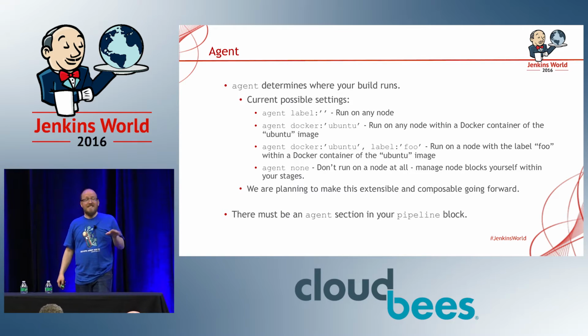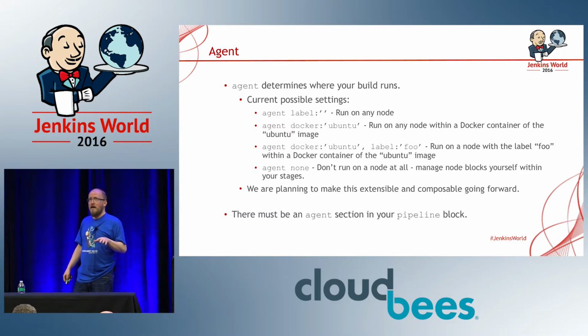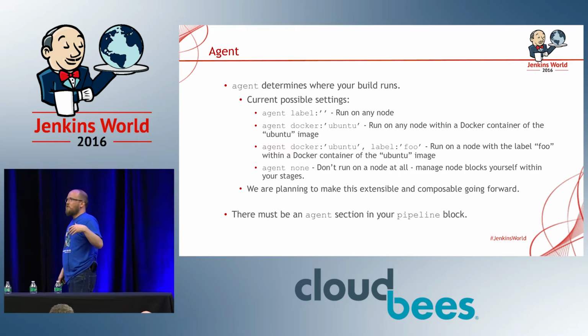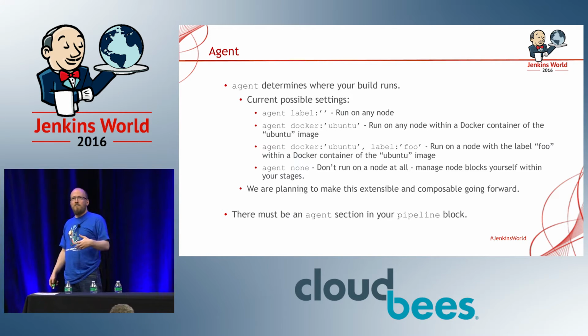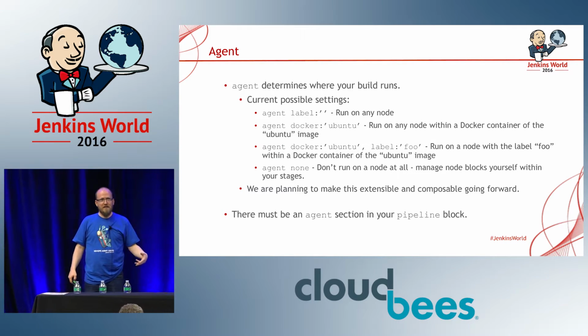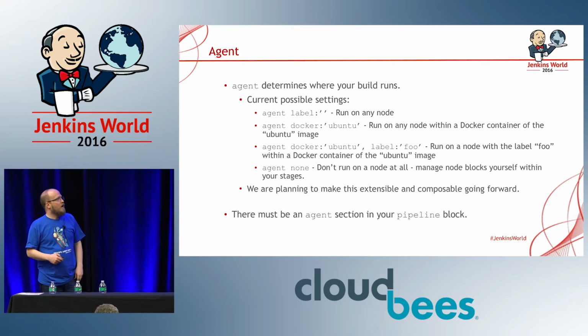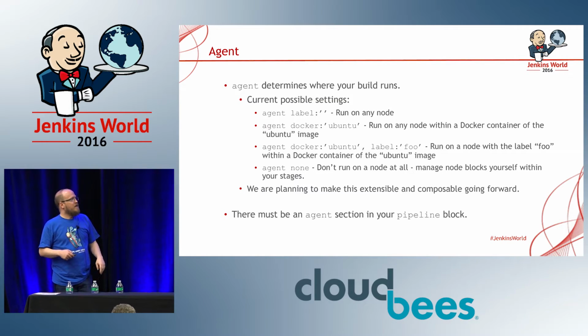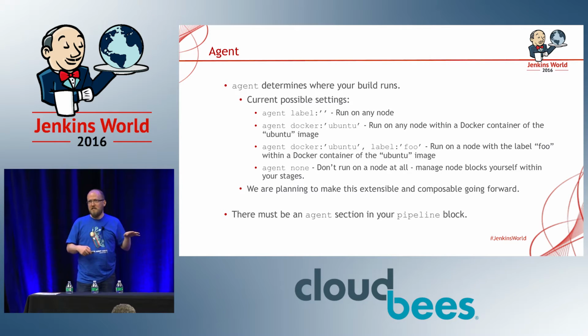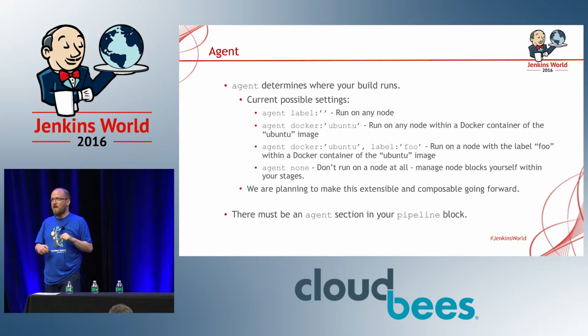We're planning to make this extensible and composable going forward. For example, the ability to specify a path to a Docker file, which would get built automatically, and then the build would be run within an image created from that Docker file. And these are the two sections that are required, agent and stages. That's all you actually need. You need to tell it where to run and what to run. Everything else is optional.